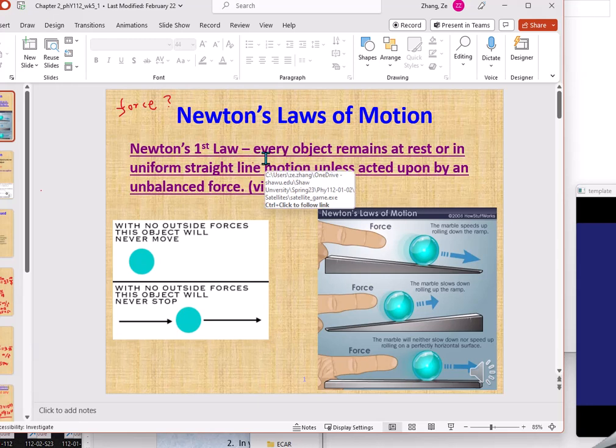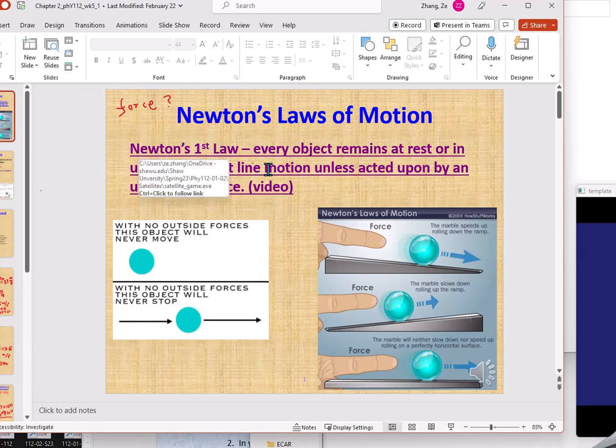Newton's first law says every object remains at rest or in uniform straight line motion unless acted upon by an unbalanced force. Here's a video, you can look at it. But what does that mean? Every object remains at rest, or in straight line motion, if there's no force. Put in simple words, I will ask you, what is Newton's first law of motion in your own words?